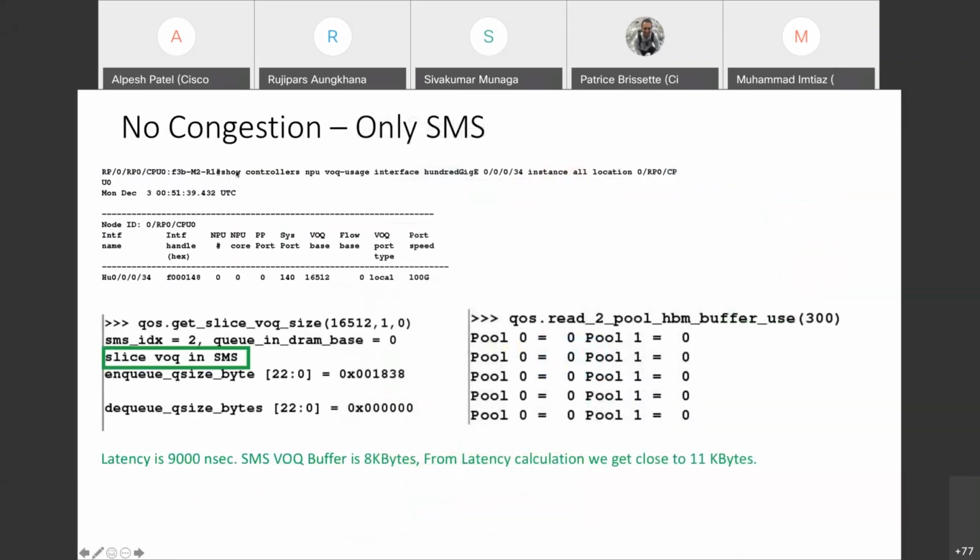Now, this is one of the commands. When there is no congestion, only SMS is being used. Slice VOQ is SMS. This is when there is no congestion. So let's look at a couple more things while we are on this topic. The show controller NPU VOQ usage interface command. What it gives you is this, your egress interface.